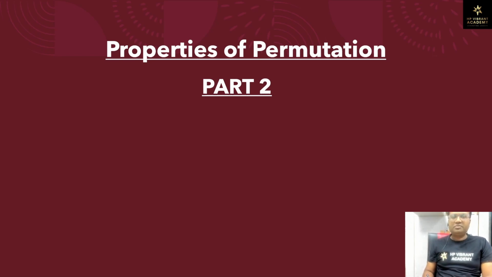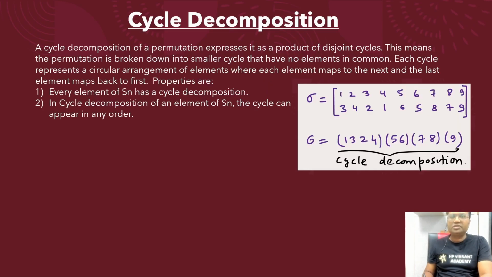In the last lecture, we started the discussion on the properties of the permutation. We discussed part 1. In this particular lecture, we will discuss part 2 on the properties of the permutation. So let's start our discussion. The first topic is cycle decomposition.